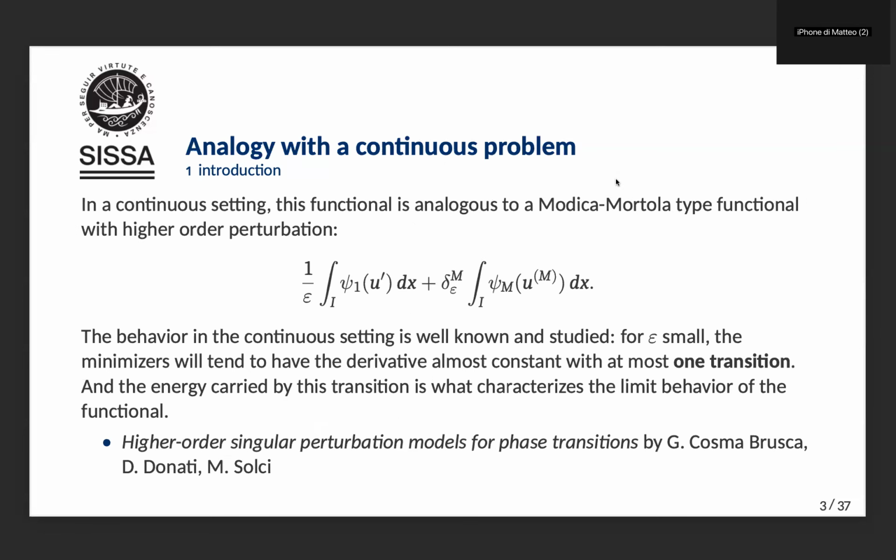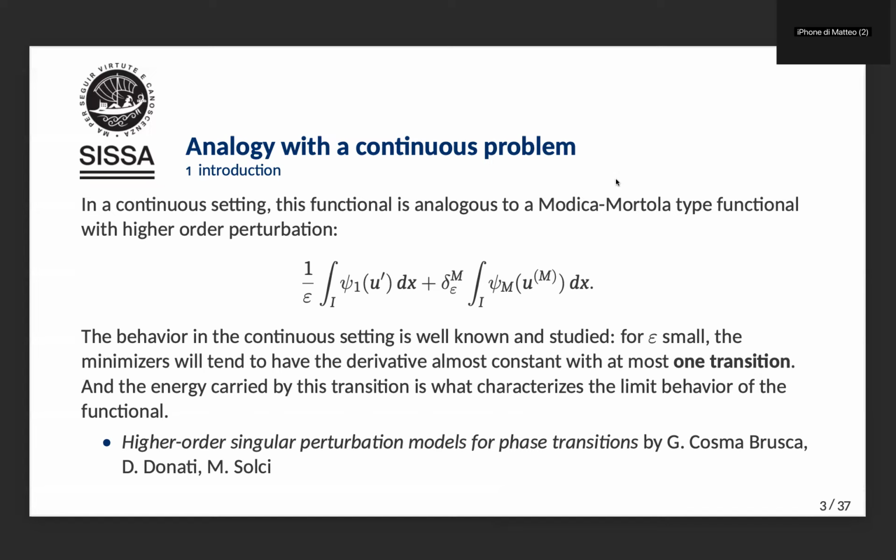Okay, on a continuous setting, we are trying to pose an analogy with a continuous problem given by the Modica-Mortola type of functionals, in which we have these 2 terms. One, the one with psi 1, represents a double well potential, while psi m is a strictly convex perturbation. One can think of a parabola. And this problem has been studied a lot.